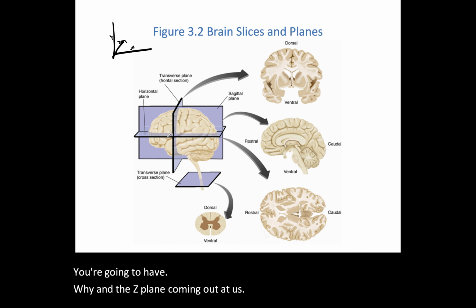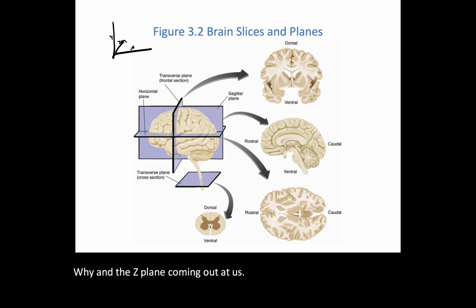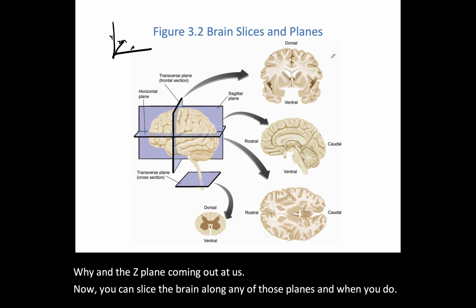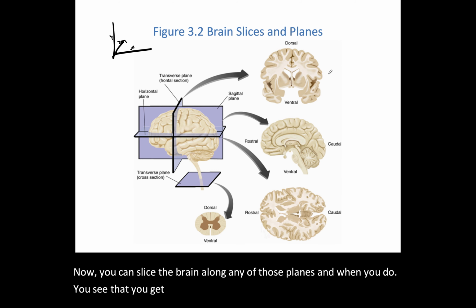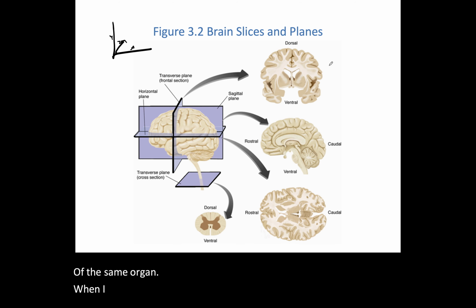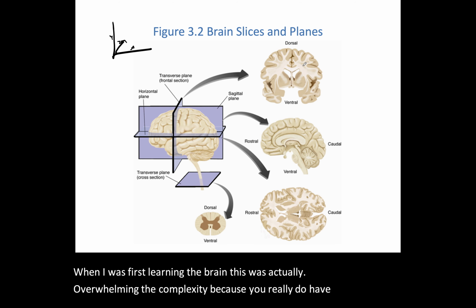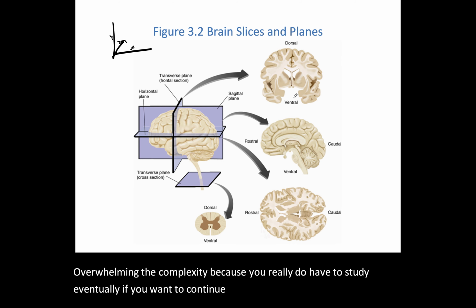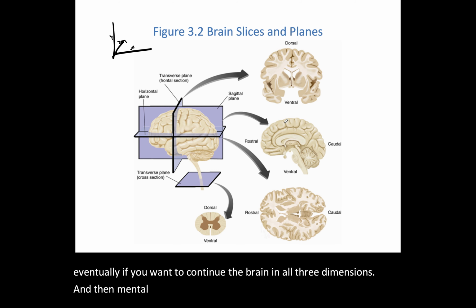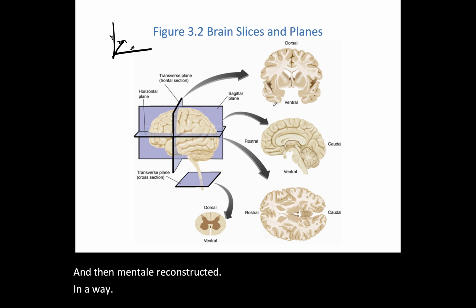Now you can slice the brain along any of those planes. And when you do, you see that you get extremely different views of the same organ. When I was first learning the brain, this was actually overwhelming, the complexity, because you really do have to study the brain in all three dimensions and then mentally reconstruct it. And that happens after years and years of dealing with the material.